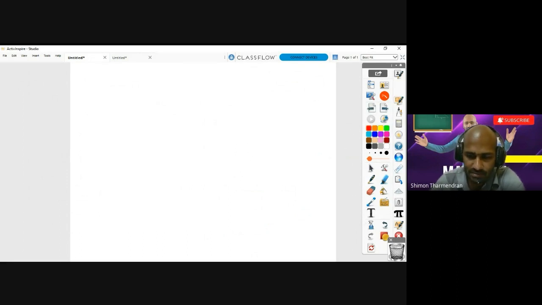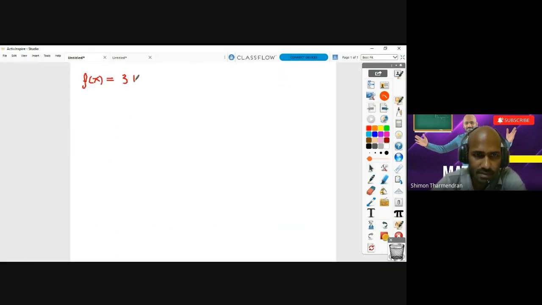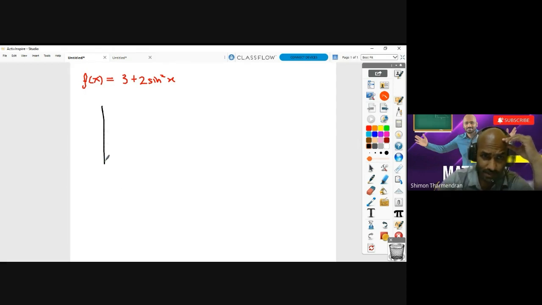So the graph that we want to draw now is the graph of f of x equals the simplified 3 plus 2 sine squared x. 3 plus 2 sine squared x. Follow carefully, guys and girls. I'm going to show you a shortcut here. There are only a few values you need to look at.